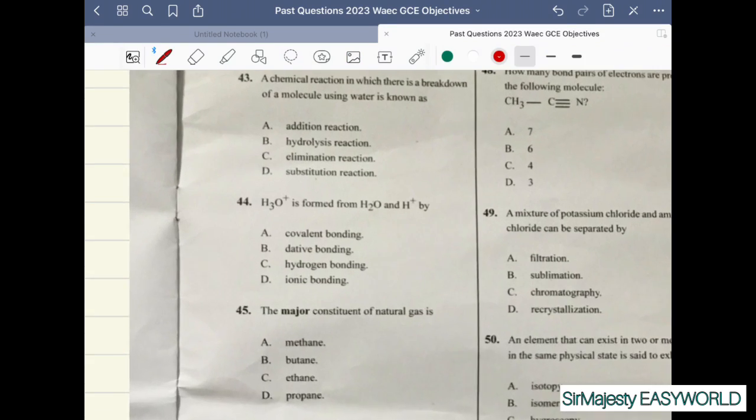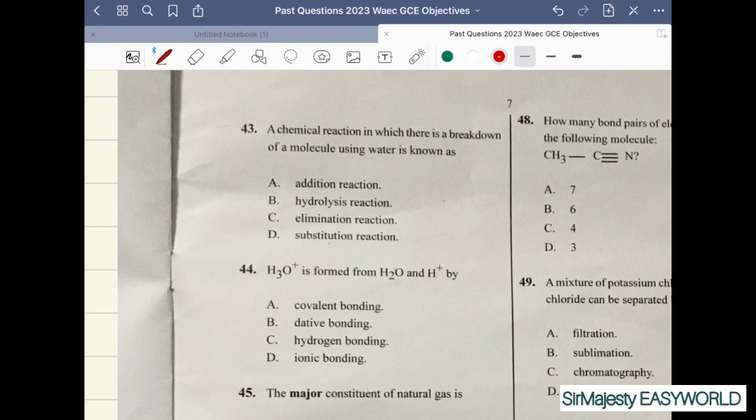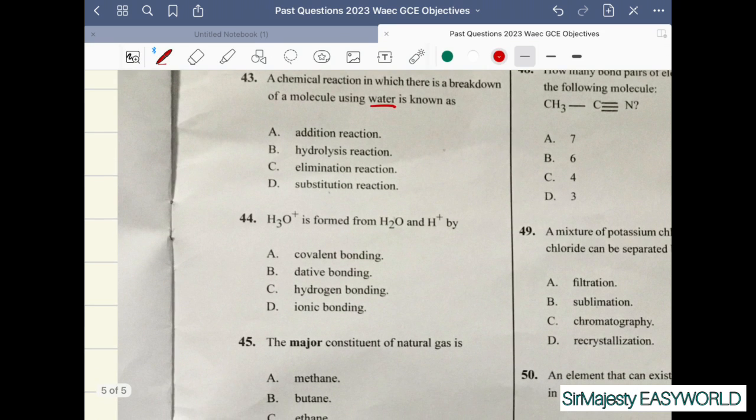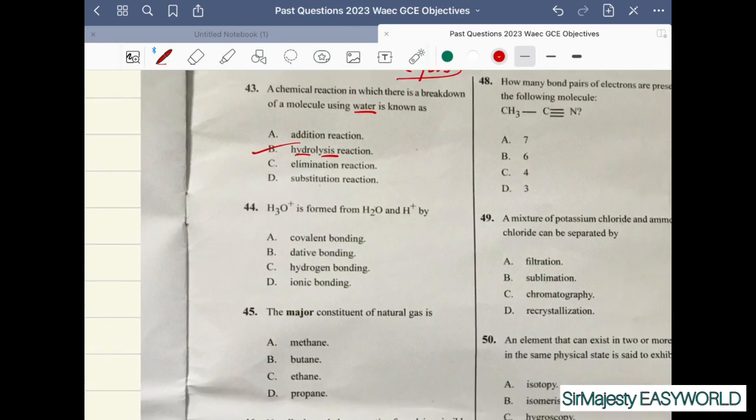Okay, in the last section here, 43 says a chemical reaction in which there is a breakdown of molecule using water is known as hydrolysis. Anything lysis means breakdown. I don't have time, so let's move. Only one option has lysis, and hydro is water. So the answer is B.